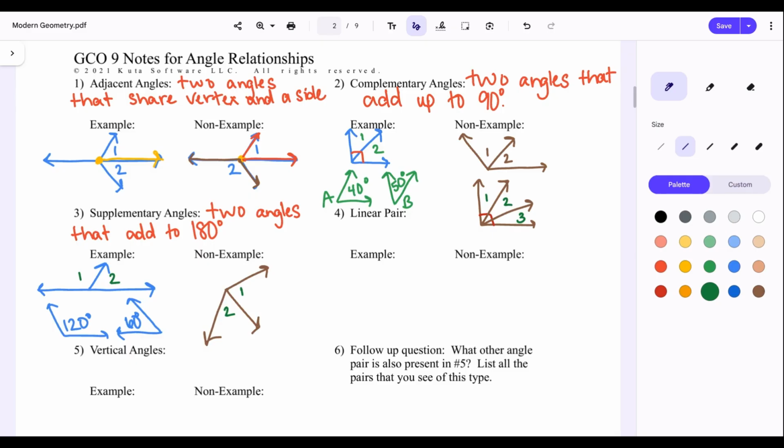Now, this example that I drew over here, this one actually has a very specific name, and that's the one that we're going to talk about next. It's called a linear pair. Okay, and what a linear pair is, it's 2 adjacent angles that add to 180 degrees.